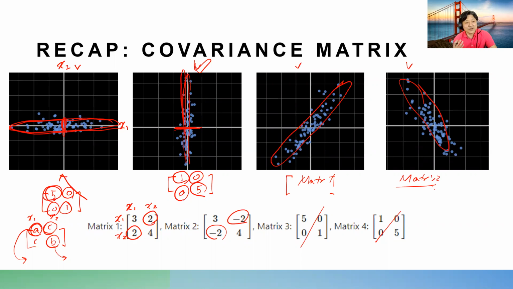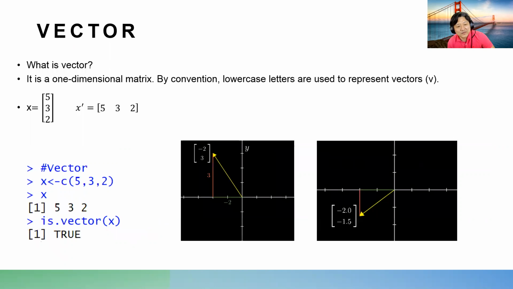So this is matrix algebra. Basically, this is matrix algebra. This is the covariance matrix, and the covariance matrix can be plotted in geometric space. Okay. So let's talk about the vector first. What is a vector? A vector is a one-dimensional matrix. Basically, a vector has only one column or one row.